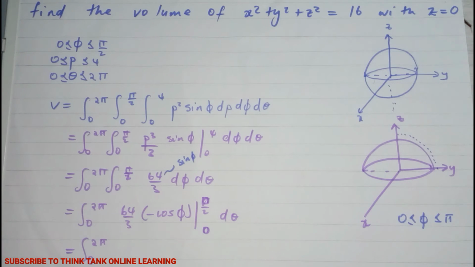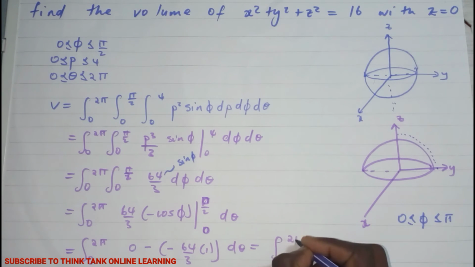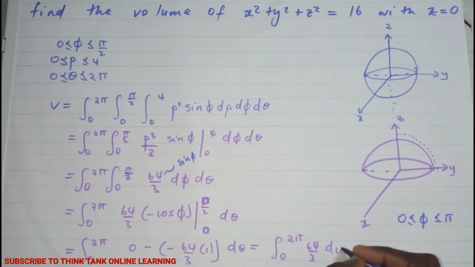Okay, so cos pi upon 2 is equal to 0, and cos 0 is equal to 1. So that means we're going to have 0 minus 64 over 3 times 1 dθ, and this is going from 0 to 2 pi. So 64 over 3 dθ, and if we integrate with respect to theta, we're going to have 64 over 3 theta, ranging from 0 to 2 pi.